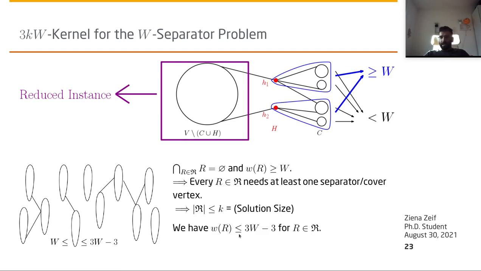Afterwards, we can use the upper bound to bound the total weight of the graph, which results in a 3 times k times W minus 1 weight kernel. Let me summarize what happened here. We used the weighted crown decomposition part of our balanced crown decomposition to reduce our graph, and we used the balanced part of our balanced crown decomposition to bound the reduced instance.